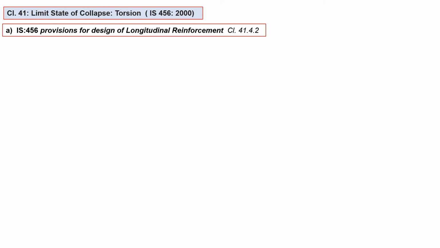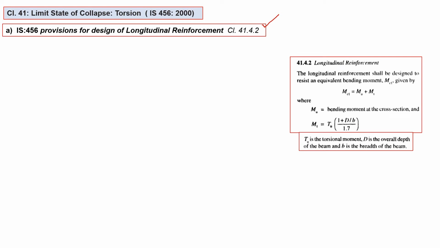Now, the design guideline which we have to take into consideration for the design of longitudinal reinforcement: we have to refer to clause number 41.4.2. This is the snapshot of clause number 41.4.2 of IS 456:2000 for longitudinal reinforcement. Now, what the code is suggesting is that longitudinal reinforcement needs to be designed to resist an equivalent bending moment Me1. So Me1 you can calculate by adding Mu plus Mt, where Mu is the bending moment at the cross section and Mt is the torsional moment.